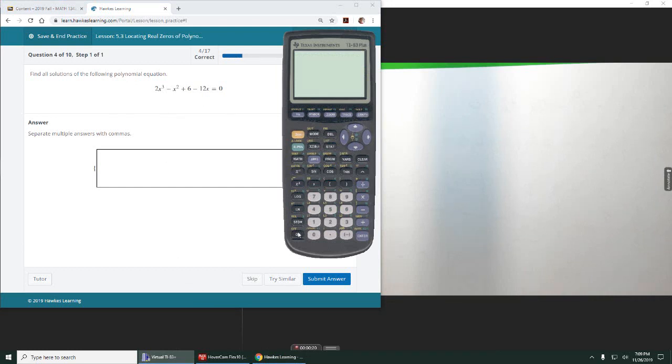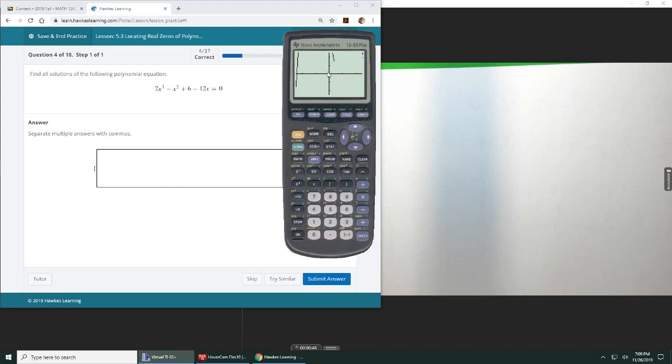So I'm going to go to y equal. I'm going to clear out what I have, and I'm going to type this just like it is. So 2x raised to the third, and then minus x squared plus 6, and then minus 12x. So typing it in the calculator, it doesn't matter if I put it in order or not, but it will matter when we do synthetic. So I'm going to graph.